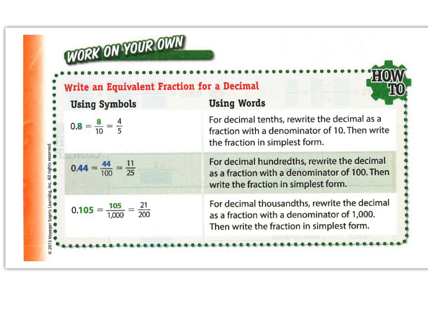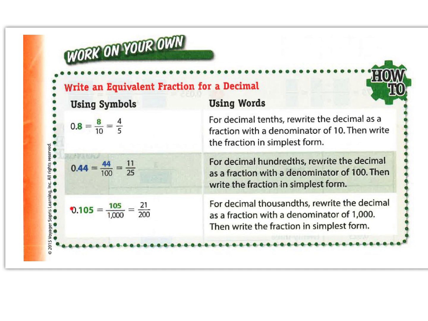The next one is 0 and 44 hundredths. So for decimal hundredths, rewrite the decimal as a fraction with a denominator of 100. Then write the fraction in simplest form. So that equals 44 hundredths, and then you can simplify, divide top and bottom by 4 to get 11 25ths.